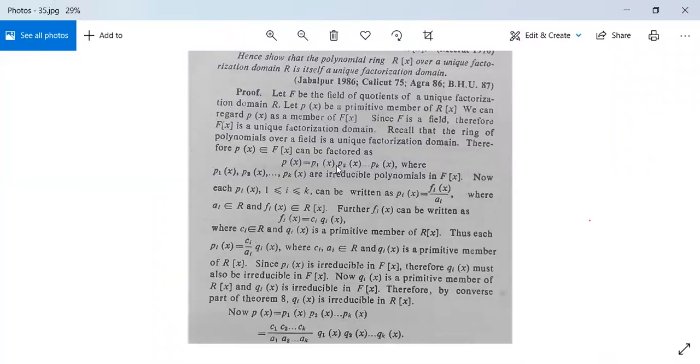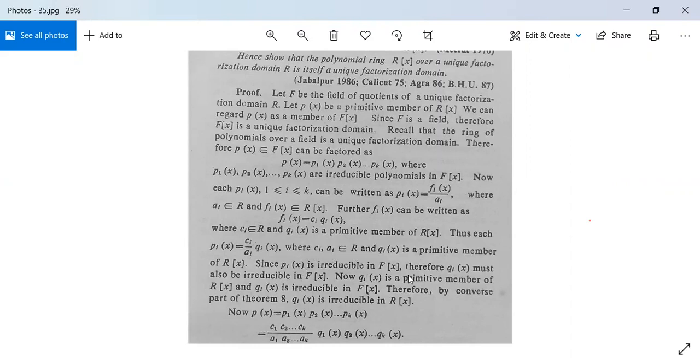with multiplication signs between them, where p1(x), p2(x), ..., pk(x) are irreducible polynomials in F[x]. So we cannot reduce p1(x) further, and so on up to pk(x). Now each pi(x) can be written as pi is equal to fi by ai for 1 less than or equal to i less than or equal to k, where ai belongs to R and fi(x) belongs to R[x]. Further, we can write fi as ci into qi(x), where ci belongs to R and qi(x) is a primitive member of R[x]. Thus, pi can be written as ci by ai into qi(x), where ci and ai both belong to R and qi is a primitive member of R[x].